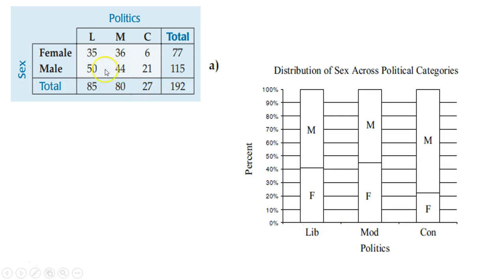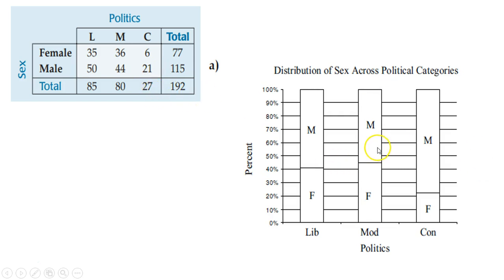With each of these, basically all you're doing is trying to find the totals for each. So, in this column, there's only two choices for male and female. So 35 divided by 85 for the females, and 50 divided by 85 for males, and so on. 36 divided by 80, 44 divided by 80, and then we have this right here, 6 divided by 27, 21 divided by 27 to get your columns.